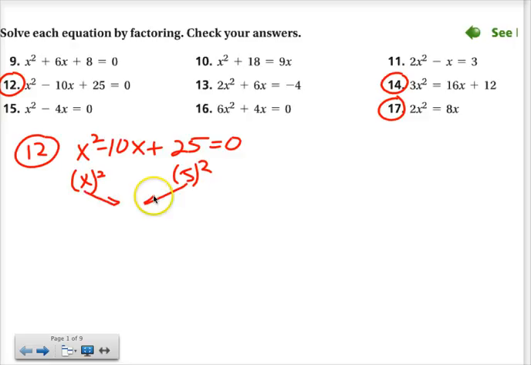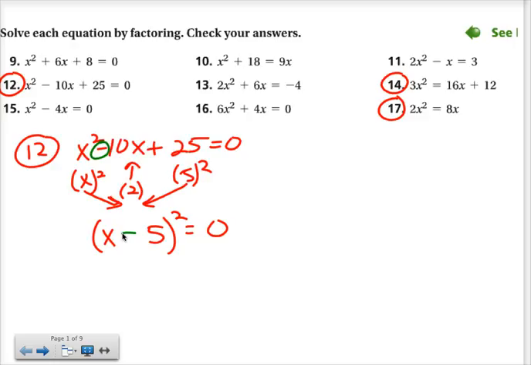So I check by taking 5 times x and multiplying it by 2. And I do get 10x. So that means I can write this as a binomial squared. And when I do that, the x will go in the front, the 5 will go on the back, because remember it was first times first and last times last. And then my sign is determined by the sign between the first and second terms there. And so this needs to be x minus 5 squared.